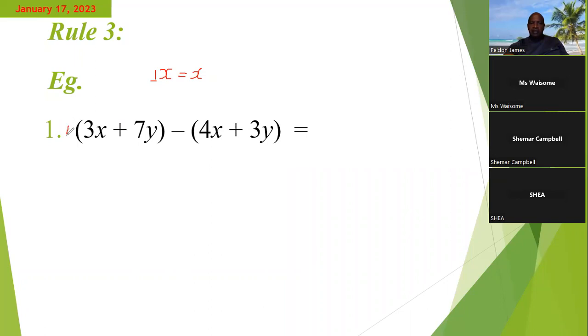So 1 times 3x, you will get back what? 3x. 1 times 7y, you will get back 7y. Now, you don't necessarily always have to show the 1 that you're doing here. You could automatically just delete the brackets and you still would have the correct answer. But to show practically what really happens in terms of the rule, what you're really doing is multiplying what is in the brackets distributively by 1. All right, so just to bear that in mind.